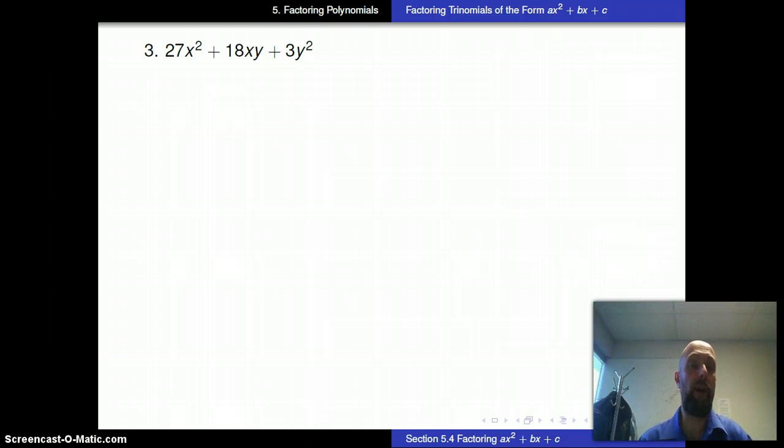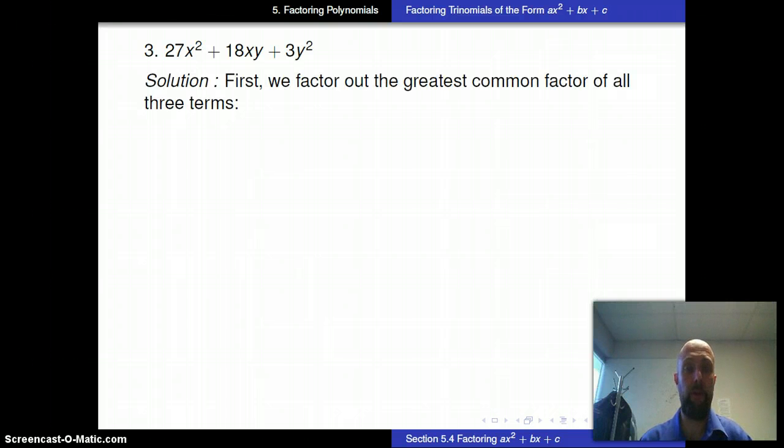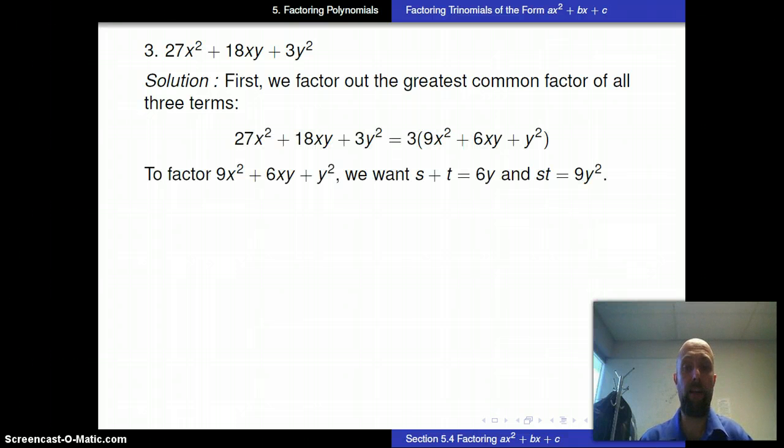Question 3. Factor 27x squared plus 18xy plus 3y squared. First, we factor out the greatest common factor of all three terms. We have 27x squared, 18xy, and 3y squared, and the greatest common factor is 3. So now we factor 9x squared plus 6xy plus y squared using our method.